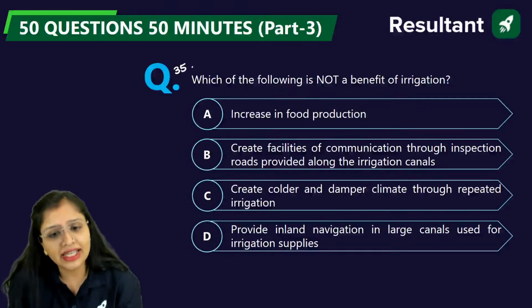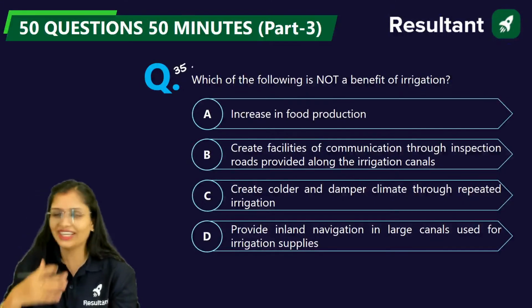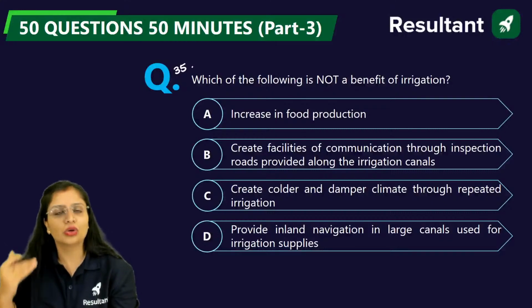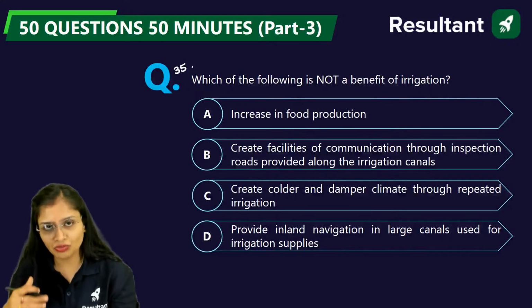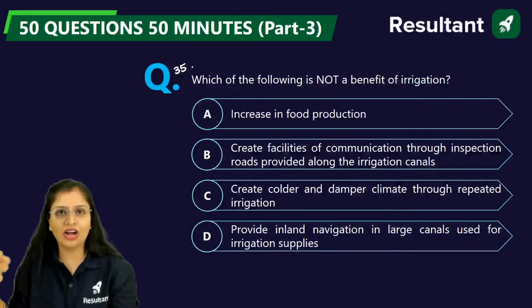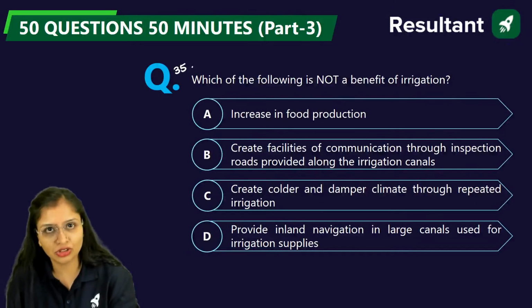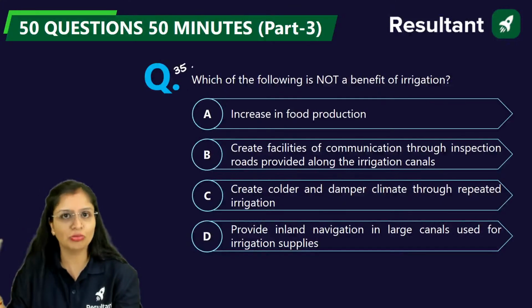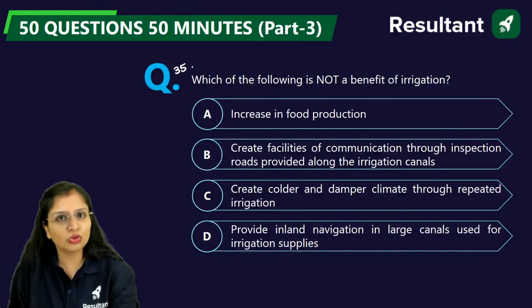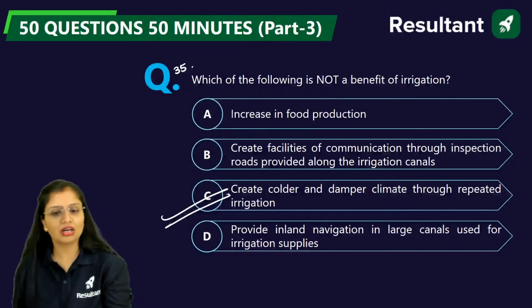That's correct. Create facilities of communication through inspection roads provided along the irrigation canals. Obviously when canals will be there, dams will be there, roads will be there. So obviously you will have a good network of roads also, because properly you have to go time to time for inspection, maintenance, operation purposes. Create colder and damper climate through repeated irrigation. Obviously it might happen that water may accumulate in a place and mosquitoes may breed, insects may come. So this is a disadvantage. This is not a benefit. So C will be the answer.